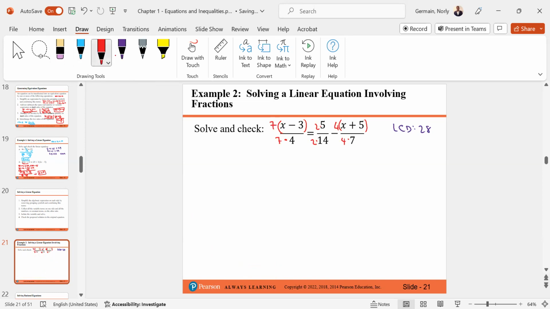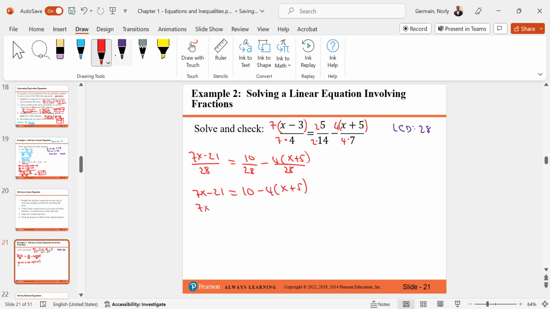So multiply by 7, that means we have 7x minus 21 over 28 equal 10 over 28 minus 4 times x plus 5 over 28. Because if you have the same denominator on both sides, you can get rid of the denominators, all right? So we end up having only 7x minus 21 equal 10 minus 4 times x plus 5.